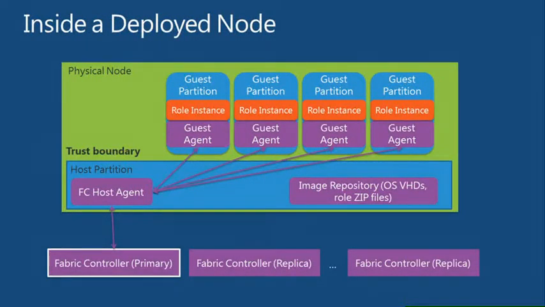When you look at inside of a node, it looks very much like Hyper-V, actually. This is a physical node with the host partition. The Fabric Controller agent that I mentioned is there. You can see with each VM inside of it, there's a guest agent, there's your role, and then there's your code and data that's sitting there on the VMs in that role. The Fabric Controller primary is talking to the host agent to do health updates on it, also to push commands into those VMs. And there's an image repository, too, on each server.